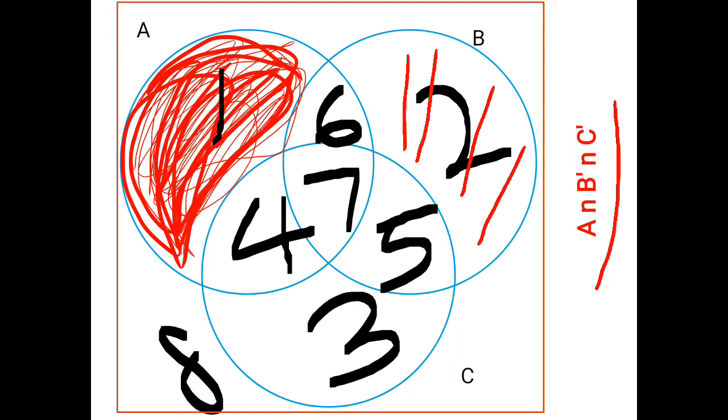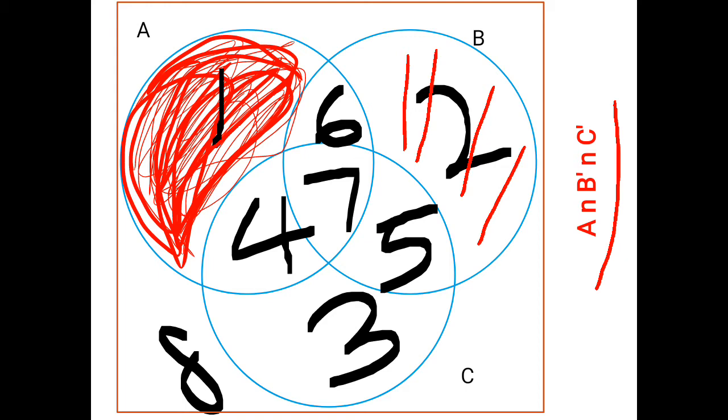So A has nothing to do with region 2, which means A will have a complement. C also has nothing to do with region 2, so it will also have a complement. But it is found in B, so B will not have a complement. So the one that the region is found in doesn't have the complement, but the ones that the region is not found in have the complement. So mathematically, it's going to be A complement intersection B intersection C complement.